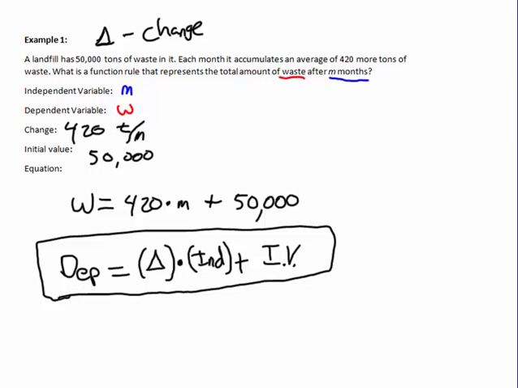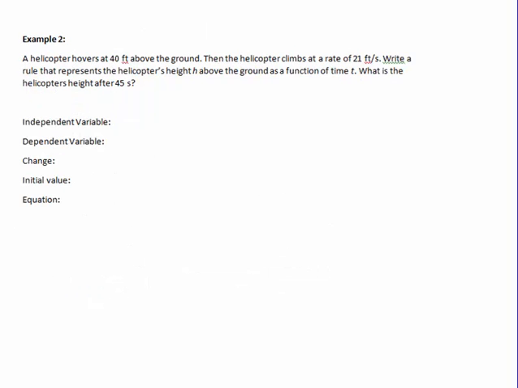All right, so let's try the next one. A helicopter hovers at 40 feet above the ground. Then the helicopter climbs at a rate of 21 feet per second. Write a rule that represents a helicopter's height, h, above the ground as a function of time, t. What is the helicopter's height after 45 seconds?